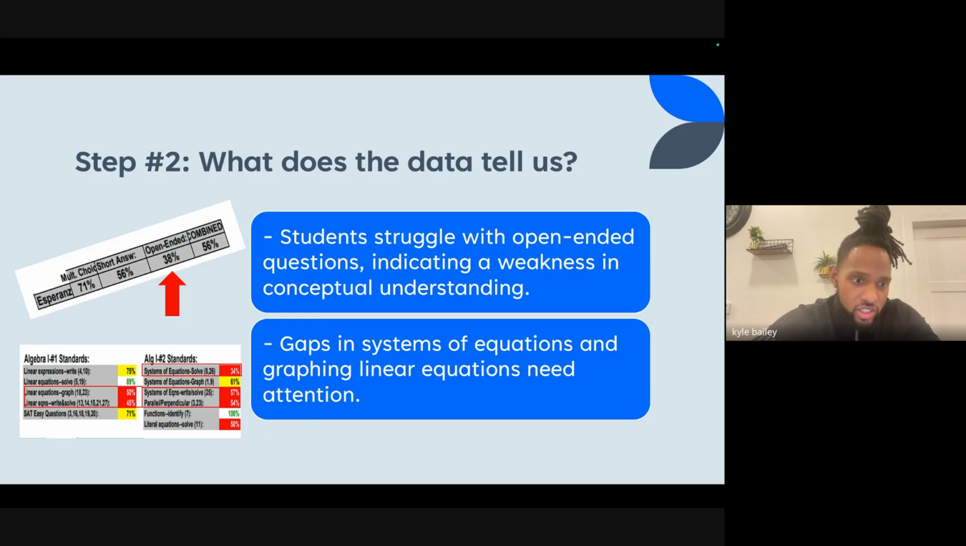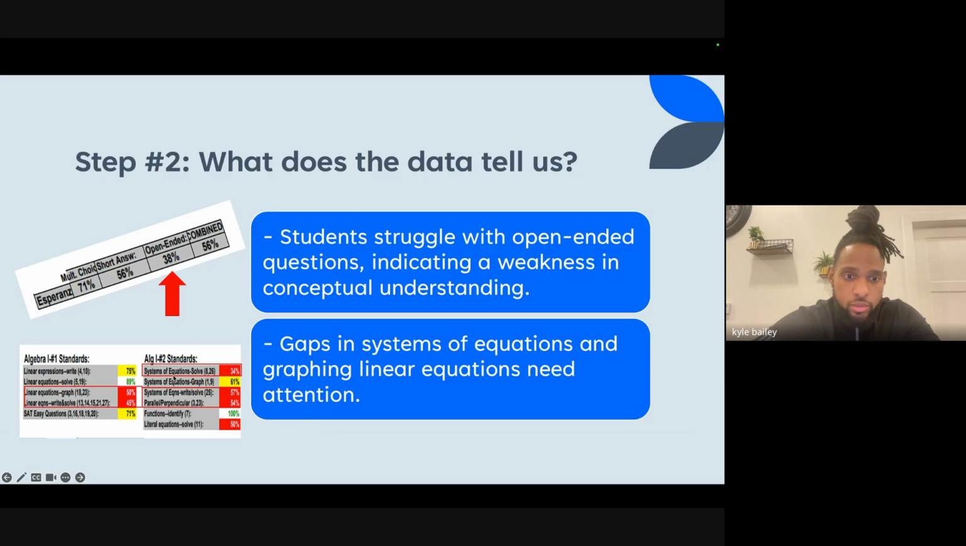They definitely need attention. And we say this because here you see on linear graphs, which was numbers 18 and 23, on average, we only had 50%. So half of the class got it. Then we go down to linear equations where they're solving 13, 14, 15, 21, 27. 45% of the class got that.